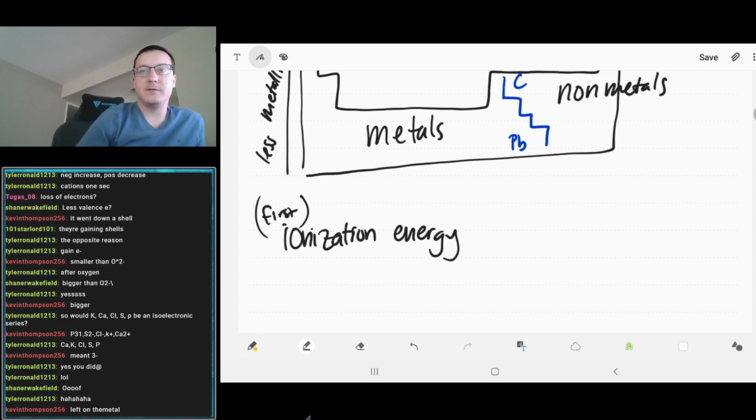Another trend. First ionization energy. Ooh, exciting. Let's define this.